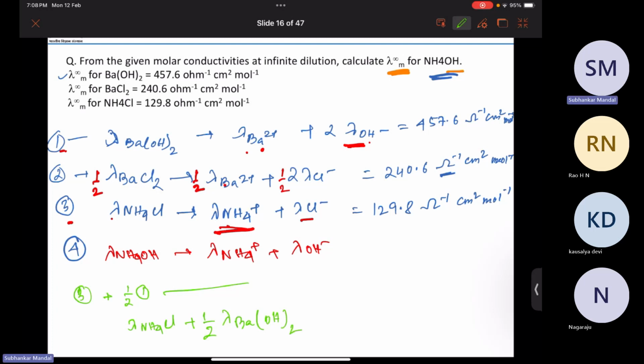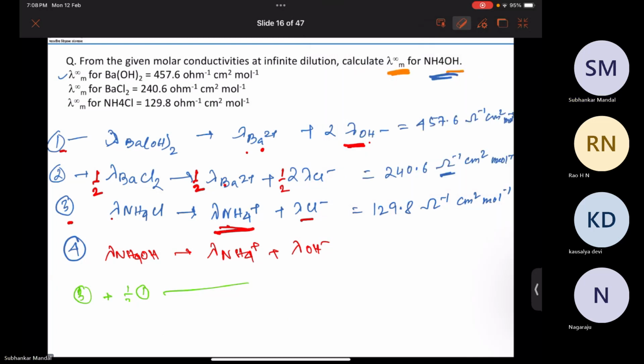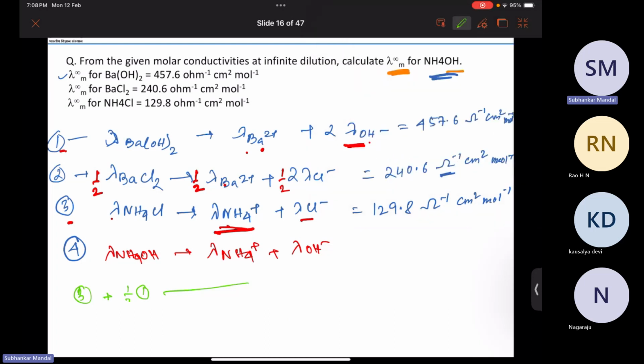So no need to write in the left side. I think only if you write in the left side, then it will be more clear. So if I do equation 3 plus half of equation 2, then what will it be? Plus 3 means lambda NH4 plus lambda of Cl minus.